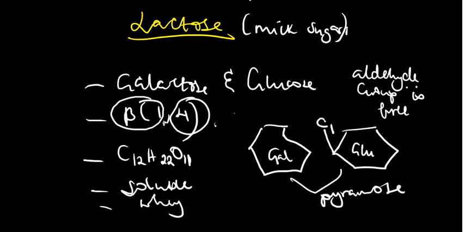So if galactose and glucose are forming lactose, it means if you want to get back galactose and glucose, you can still break down this lactose to give you the individual subunits that are used to make it. Okay, the last disaccharide is called maltose.